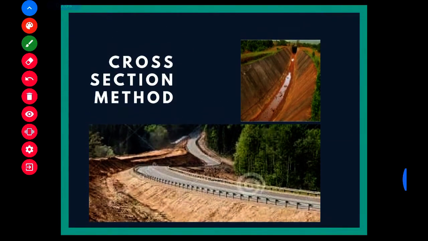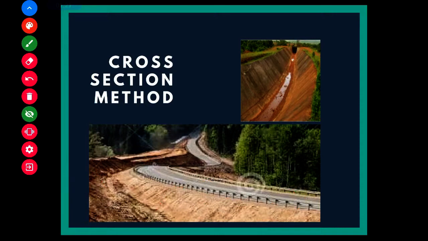Normally, the cross-section method is applied for elements that have the same cross-section. For example, here we have a roadwork, and if we notice, the cross-section of the road will be the same along the road, whereby the cross-section is like a trapezium.